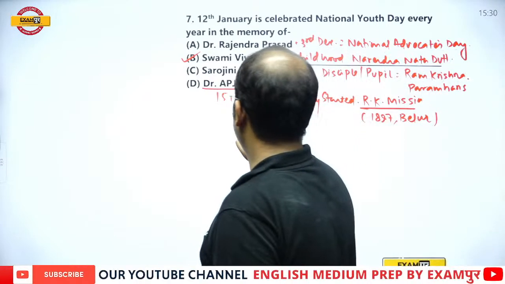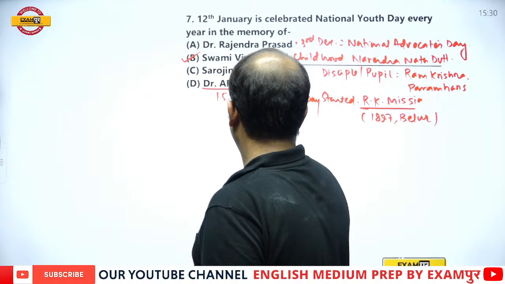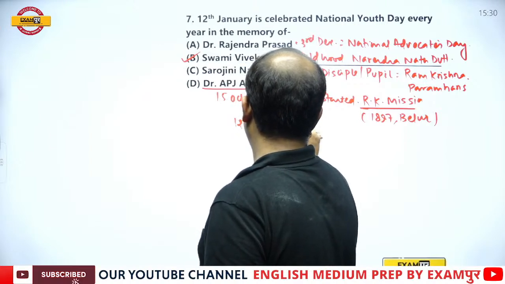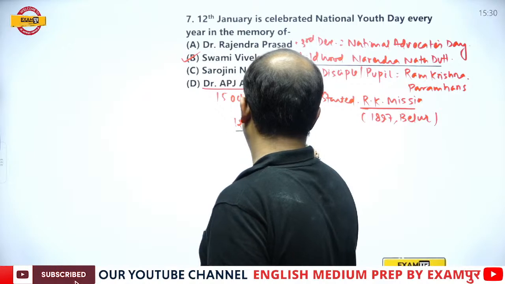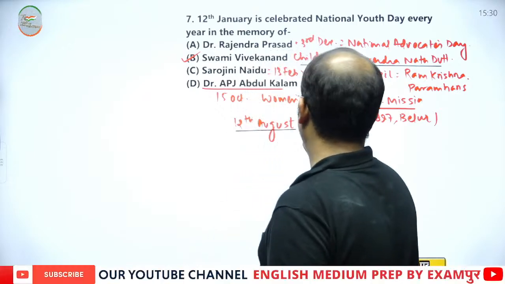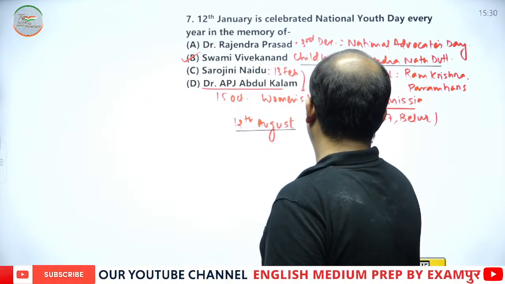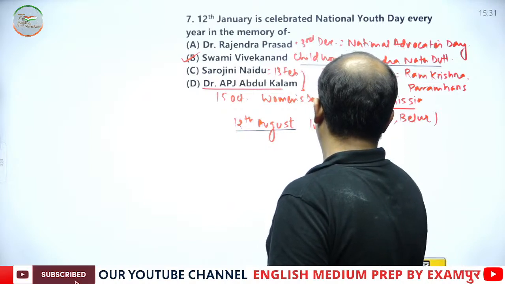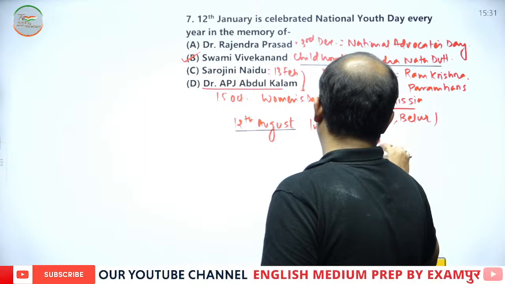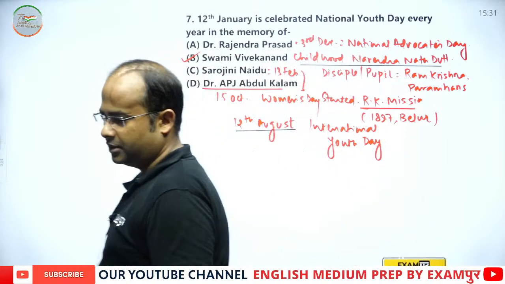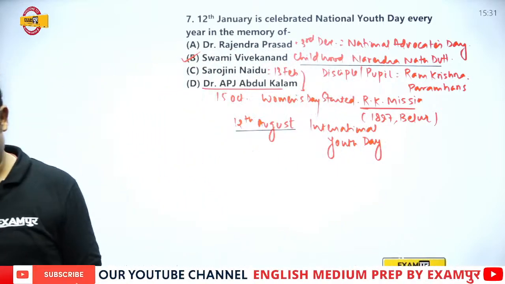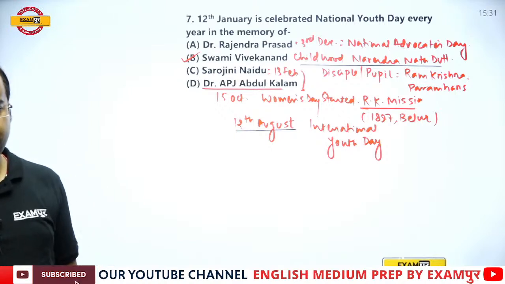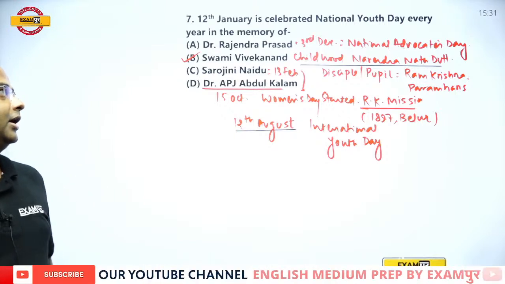And 12th August is International Youth Day. International Youth Day is on 12th August. Therefore, guys, the correct answer will be option B, that is Swami Vivekanand.